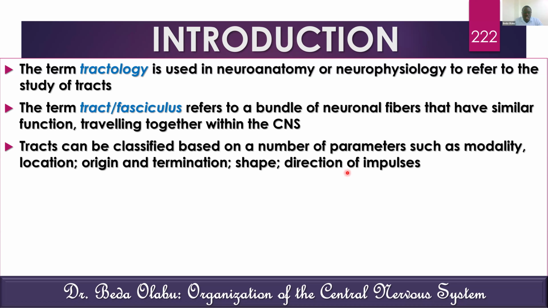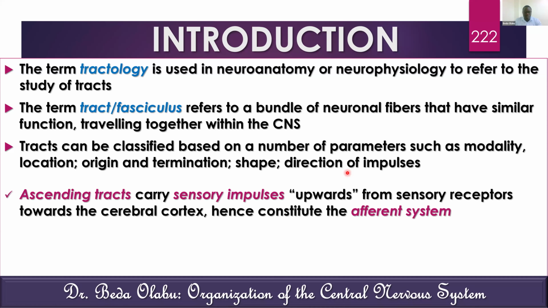And there are those which carry impulses from the brain outwards. Those will be called descending tracts, or basically the motor tracts. You can also call them the efferent tracts. So remember, the ascending tracts are carrying sensory impulses upwards. These sensory impulses are coming from sensory receptors and they're going towards the cerebral cortex so that they can be interpreted. And so that constitutes the afferent system of the nervous system.